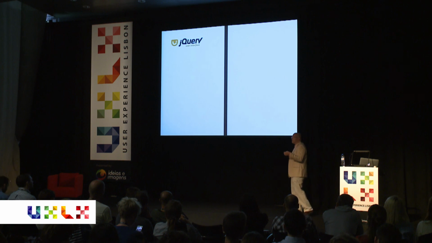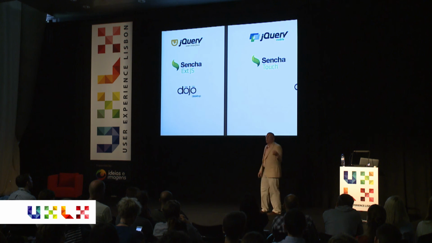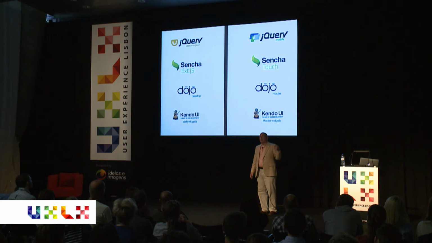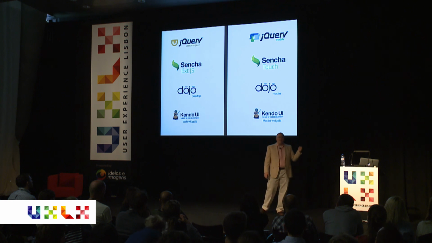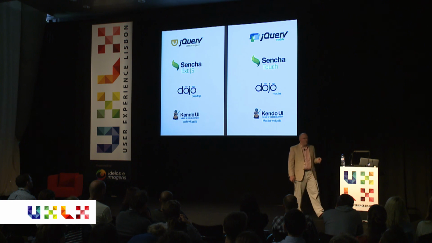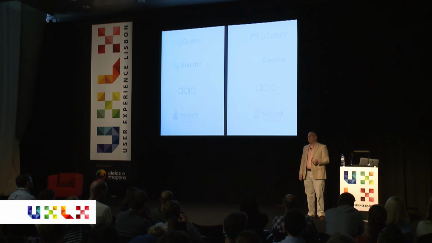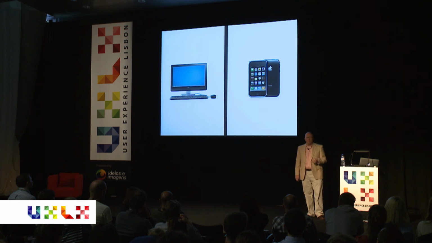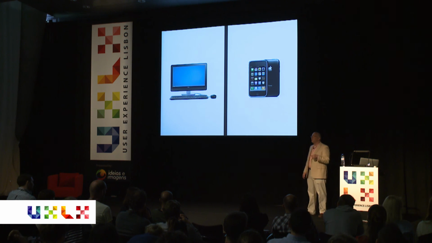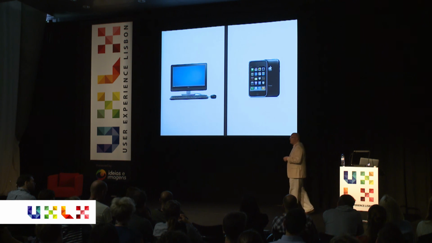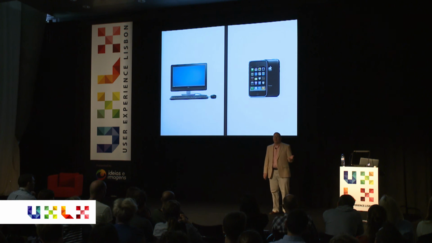We had jQuery Mobile and jQuery UI. We've got Ext JS and Sencha Touch. We've got Dojo Mobile and Dojo Desktop. Like this real clear division between desktop and mobile. None of them really responsive. I started wondering why this was the case.